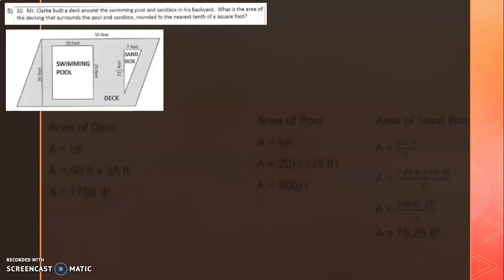So now we have, Mr. Clark built a deck around the swimming pool and sandbox in the backyard. What is the area of the decking surrounding the pool and sandbox? Round your answer to the 10th of a square foot.